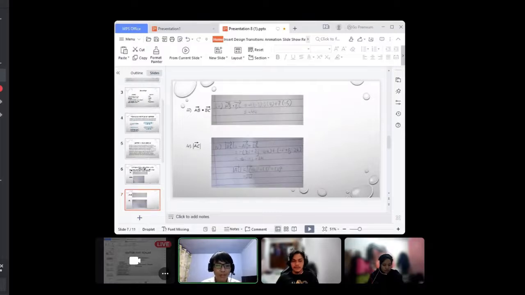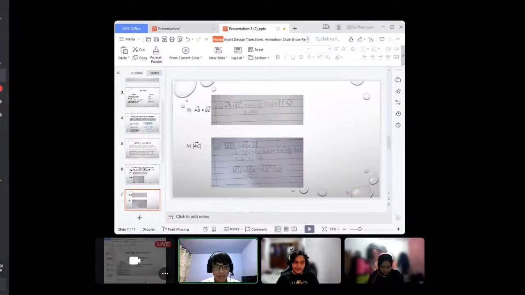Question number 3 is AB dot BC. AB dot BC equals negative 1 times negative 3, minus 3 times 4, plus 7 times negative 5, which equals negative 44.